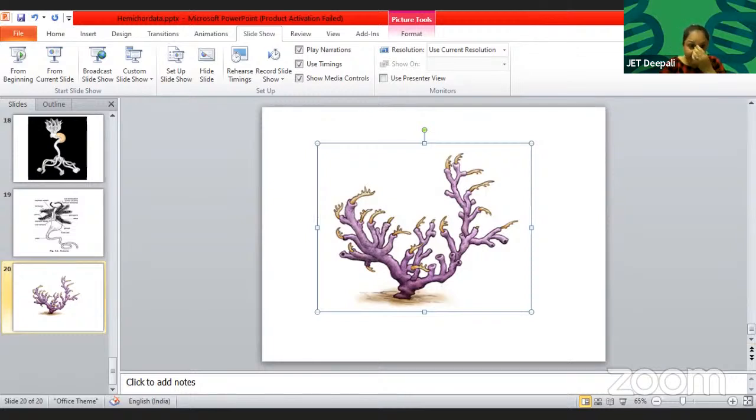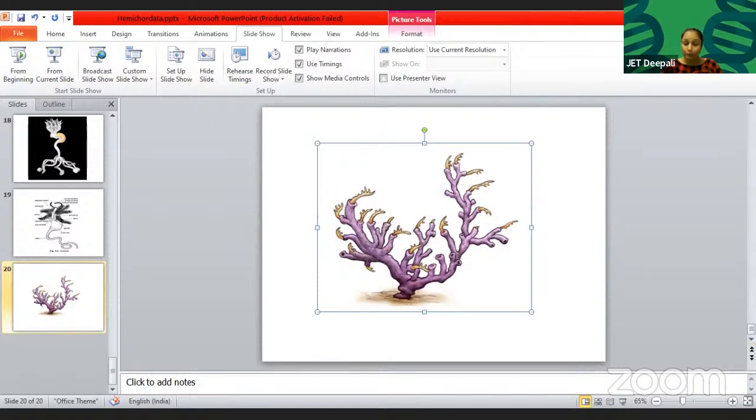Classification of Hemichordata. Hemichordata includes 80 known species. Means only 80 species are there in Hemichordata. Hemichordata is divided into two classes, Enteropneusta and Pterobranchia. Enteropneusta, enteron means gut and pneustos means breathed. Okay, gut, breathing through gut. These are solitary and burrowing worm-like marine animals. These are commonly called acorn or tongue worms.